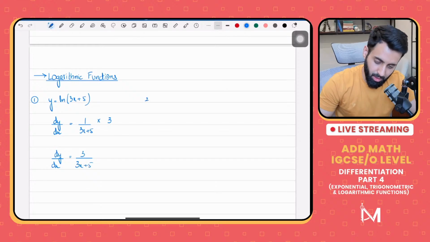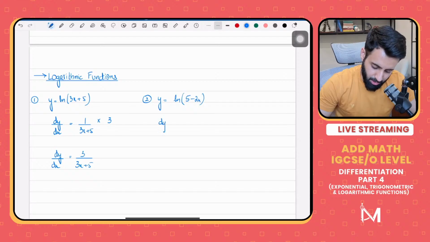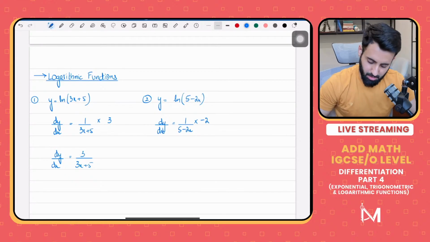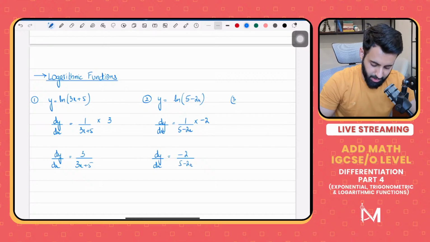Okay. Now let's do another example. Let's say we have y is equal to ln(5 minus 2x). And now we're supposed to differentiate it. So first step is that you write 1 upon the argument as it is, literally copy paste it, 1 upon 5 minus 2x. Now what would you get if you differentiate 5 minus 2x? You would get minus 2. So that means dy by dx is simply equal to minus 2 upon 5 minus 2x. Simple as that.